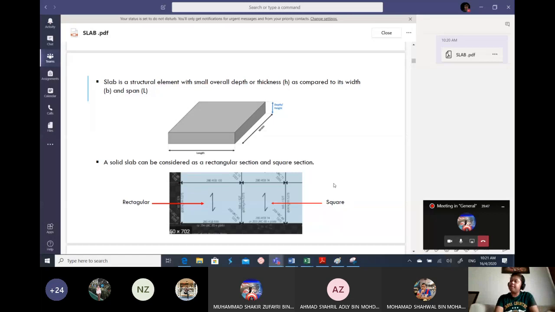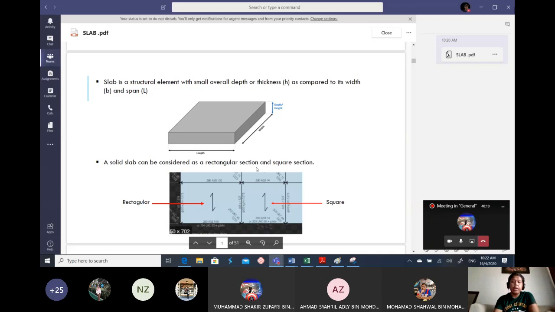So, you basically know what a slab is. Okay, a slab is a structural element with a small overall depth or thickness h compared to its width b and also its span l. So, you should be able to identify the configuration of this slab. This is the length, this is the width, depending on the case, and then this is the height. Okay, and then a solid slab can be considered as a rectangular section or square section.